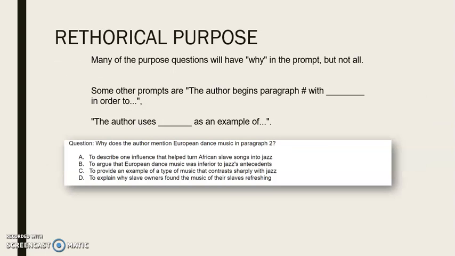We got then rhetorical purpose. Many of these questions will have the word why in the prompt, but not all. Some of the other prompts are: the author begins paragraph number something with something in order to, etc. Or: the author uses something as an example of something. As you can see in here, we got the word why: why does the author mention European dance music in paragraph number 2?